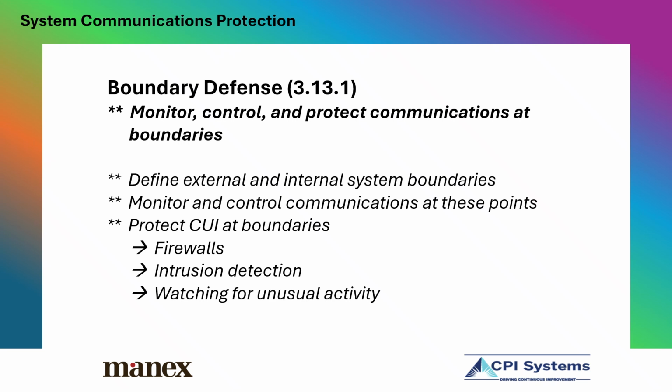System Communication Protection Requirement 3.13.1 requires us to defend our boundaries. This means protecting all system boundaries. We need to monitor, control, and protect communications at those boundaries. So what does this mean? Well, first off, we need to define and understand what the external and internal system boundaries are. Once we do that, we need to monitor and control communications at these points. And this means protecting CUI always at these boundary points. How do we do that?